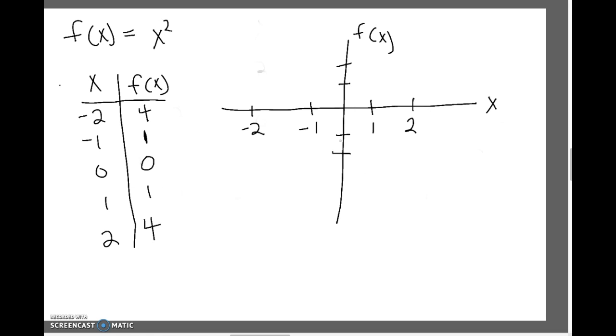Now we're going to go over to our coordinate axes here and try to find a graph. At -2, this function evaluates to 4, so I'll put a dot up here at 4. At -1, it evaluates to 1. At 0, it evaluates to 0. At 1, it evaluates to 1. And at 2, it evaluates to 4. So this is what the graph will look like.